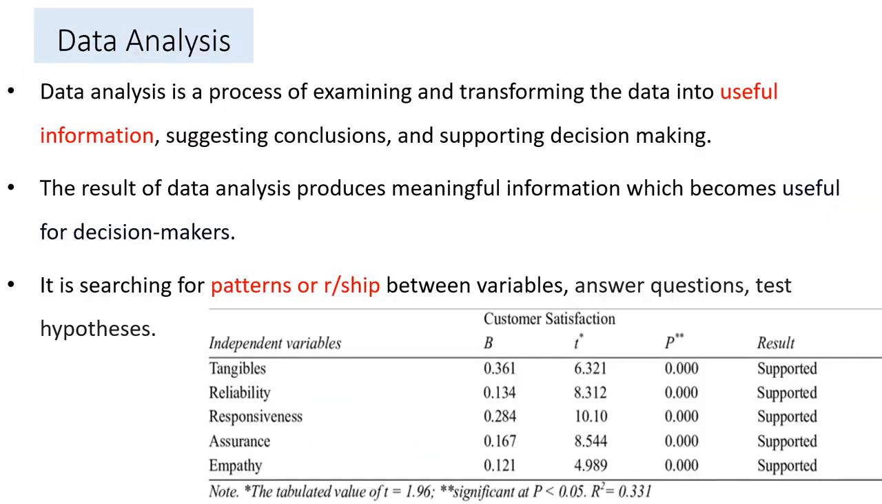After data tabulation, the next step is data analysis, the main step. Data analysis is a process of examining and transforming the data into useful information that can be used as a conclusion for our research, that can answer our research question, or address our research objective, or help a decision maker to make an informed decision, or to support the decision making. The result of the data analysis produces meaningful information which is extracted from the data.